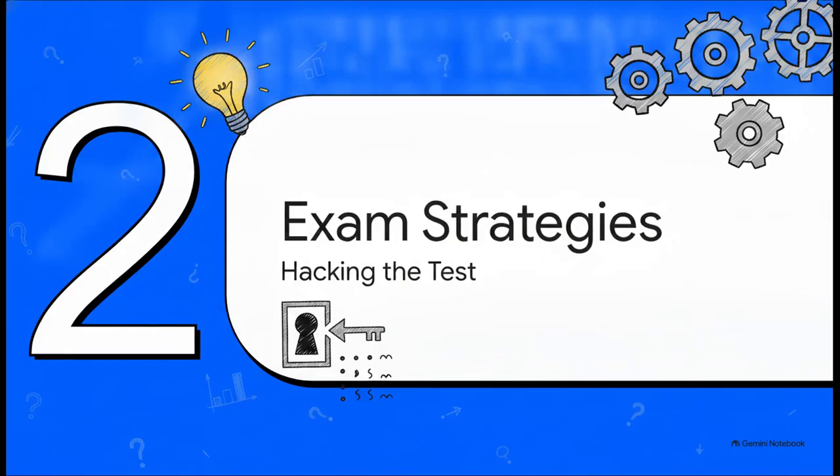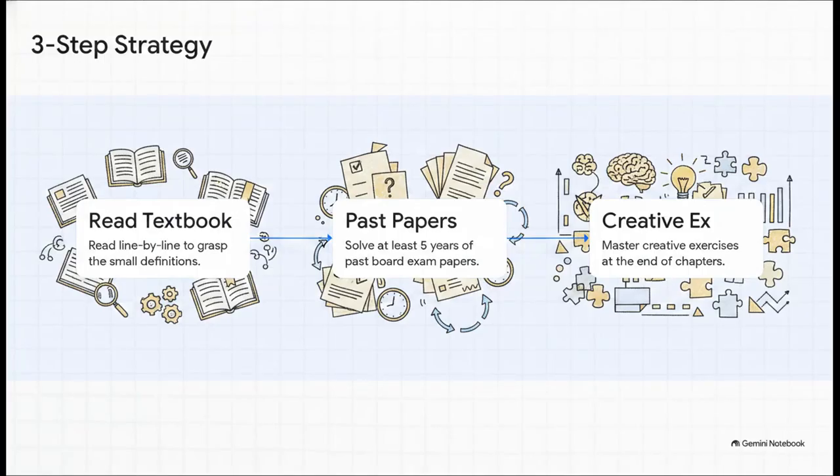Section 2, Board Exam Success Strategies, Hacking the Test. Okay, knowing the tech is great, but securing those top marks requires strategy. Based on past trends, here's a highly tactical 3-step game plan for you. Step 1, read the textbook line by line to catch all those sneaky small definitions. Step 2, solve at least 5 years of past papers. Seriously, this is critical for spotting the patterns that repeat year after year. And Step 3, master those creative exercises at the end of the chapter. Exam setters heavily rely on those when building your test.